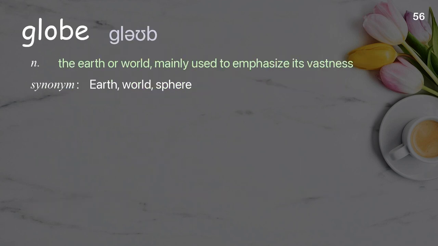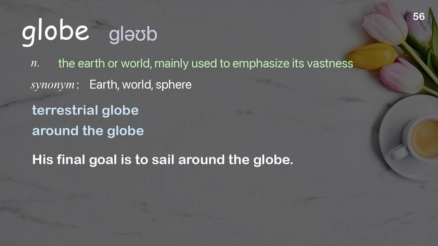Globe. The Earth or world, mainly used to emphasize its vastness. Examples: terrestrial globe, around the globe. His final goal is to sail around the globe.